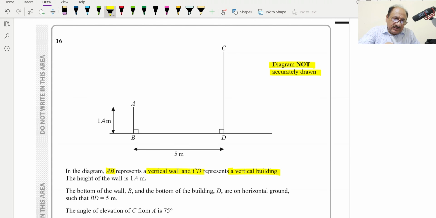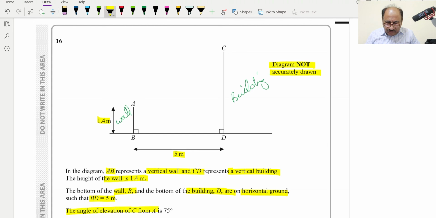So this side is building, this is building, and this one is wall. And what else they are saying, the height of the wall is 1.4 meters. The bottom of the wall B and the bottom of the building D are on horizontal ground such that BD is equal to 5. BD is equal to 5 is also indicated.